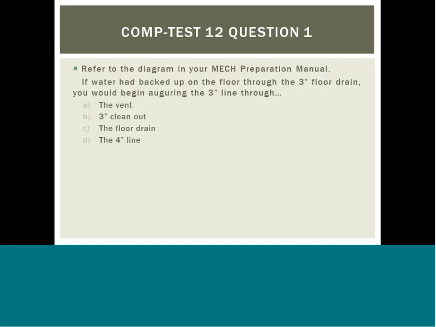Comp test 12, question number 1. Refer to the diagram in your MECH preparation manual. If water had backed up on the floor through the 3-inch floor drain, you would begin augering the 3-inch line through A, the vent, B, 3-inch cleanout, C, the floor drain, or D, the 4-inch line. Answer B is the best answer here. The 3-inch cleanout provides for direct access to the clog and is the correct method for augering the 3-inch line.